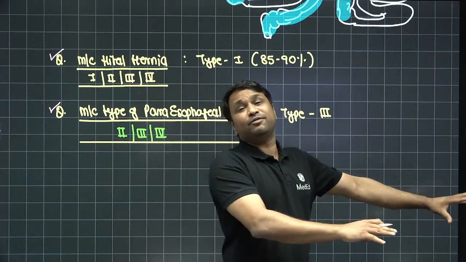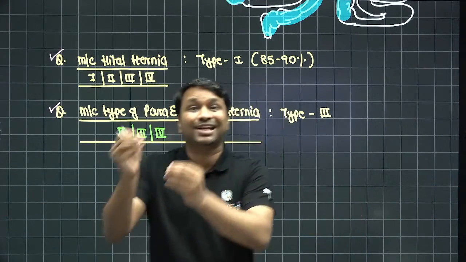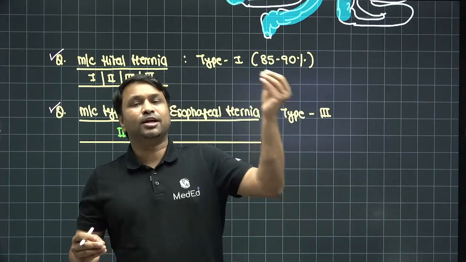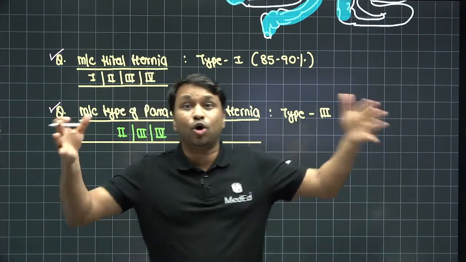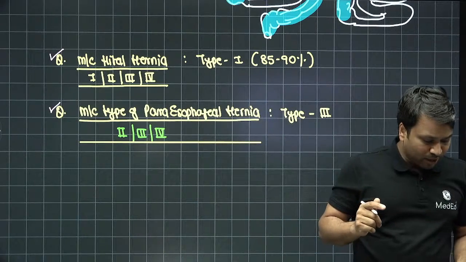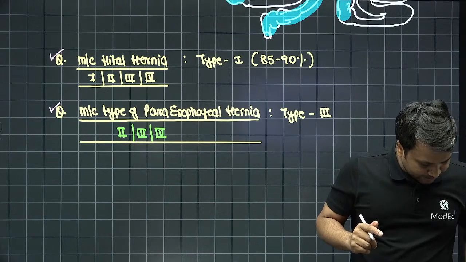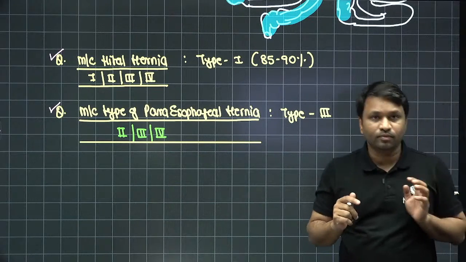Most common type of hiatal hernia, most common type of paraesophageal hernia. You need to understand that type 1 does not categorize as paraesophageal. The other 3 categorize as paraesophageal, but all 4 are called hiatal hernia. Okay? Now this is a concept that you have to remember till you die. Okay? Clear, guys? Clear?